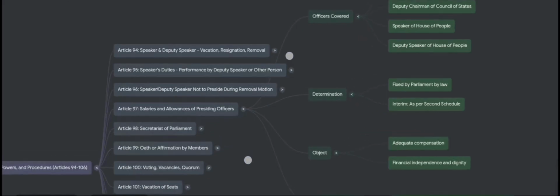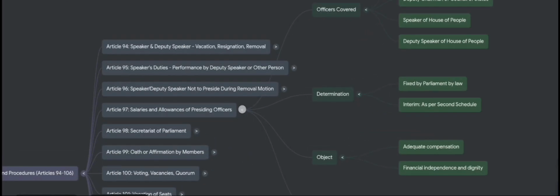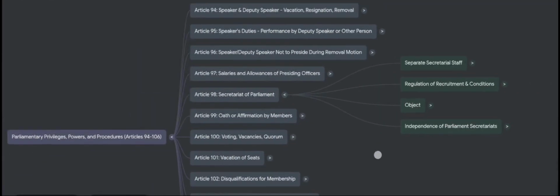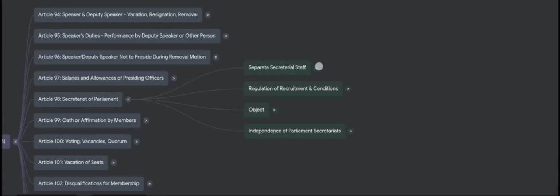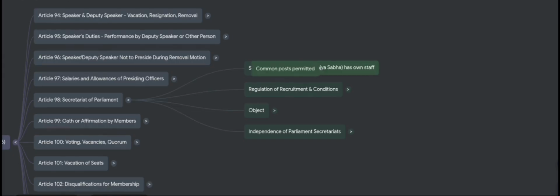Next up, let's dive into Article 98, which establishes the Secretariat of Parliament. These are truly the unsung heroes behind the scenes, ensuring the smooth functioning of Parliament day to day. Each house gets its own secretarial staff. Why is it so important that they are separate from, say, the executive branch's civil service staff?